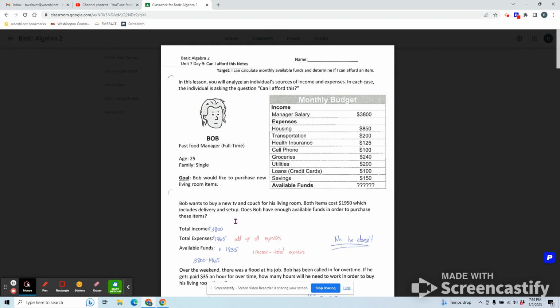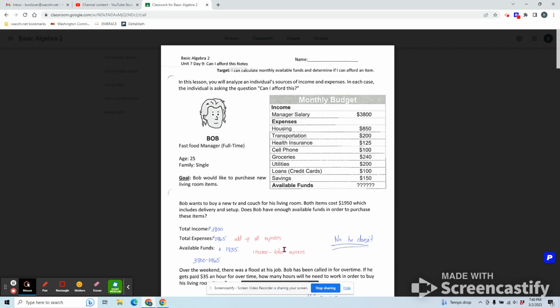So his total expenses were $1,965. His available funds is his income minus his total expenses. So his available funds is $1,835. So each month Bob has an extra $1,835 that he's not spending or he didn't allocate money for.